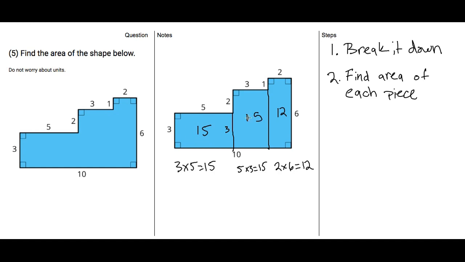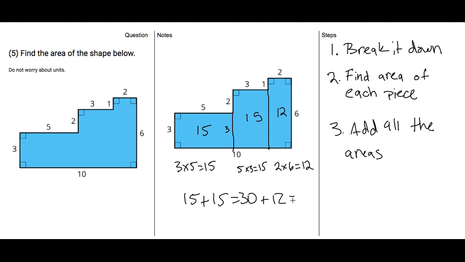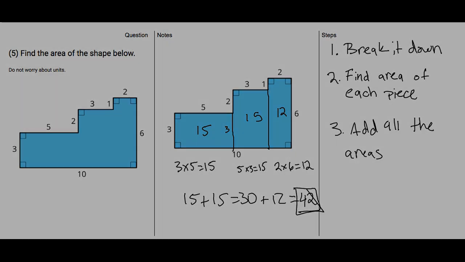Now we have the area of each piece of our total figure. Once we have each piece, we're going to add all the areas together. 15 plus 15 gives us 30. And then we're taking this 12 here, and we're going to add 30 plus 12, which gives us 42 square units, which is the area of this entire figure.